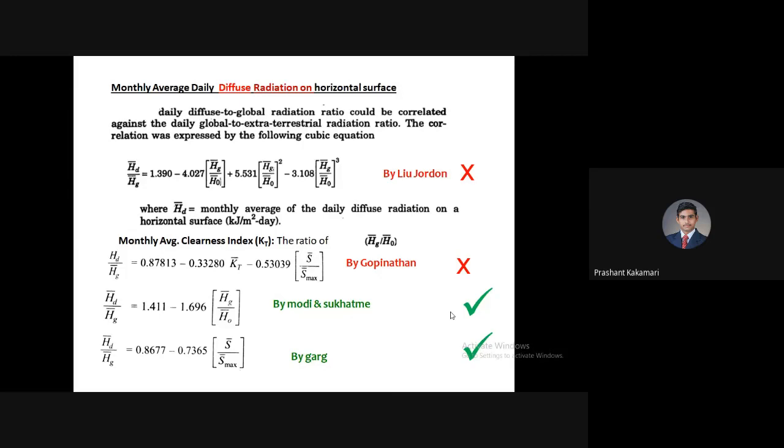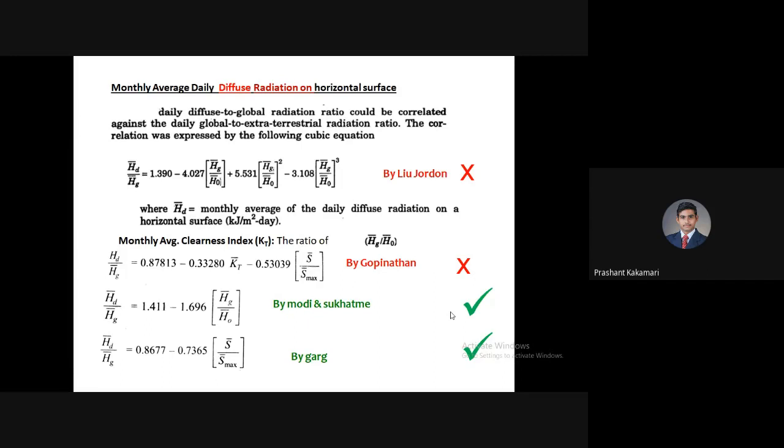That is given by Gopinathan as 0.87813 minus 0.33280 KT bar. So KT bar here is nothing but Hg bar by H naught bar as per the above equation. So that ratio he has taken, minus 0.53039 S bar by S max bar. That is nothing but the sunshine hours for that given day. So S bar is the total sunshine hours, and within that total, how many hours the sun was completely shining or the sky completely clear can be shown as S max bar. That is given by Gopinathan.